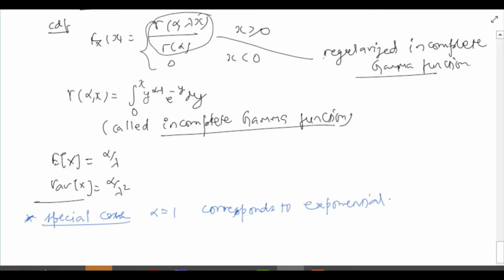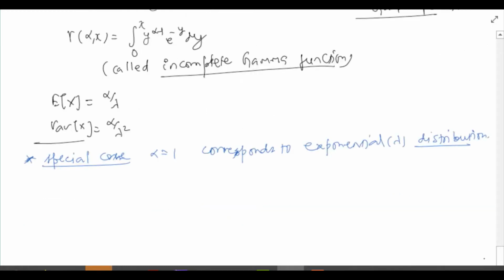So this corresponds to exponential lambda distribution. Note that in the above expressions of mean and variance, if I set alpha equal to 1, I get 1 over lambda and 1 by lambda square respectively, and these are precisely the mean and variance for exponential lambda distributions.